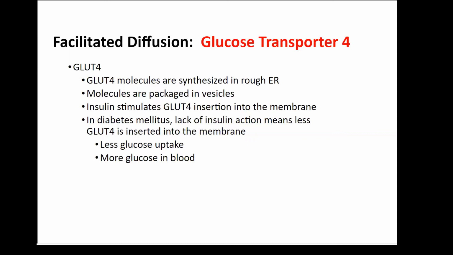Okay. So that is a clinical example of why this matters, basically, why we care about the rate of transport and how we can vary it.